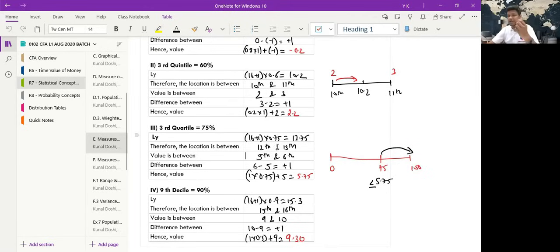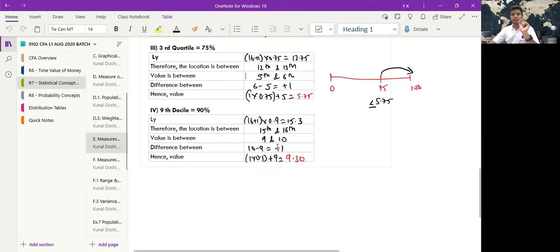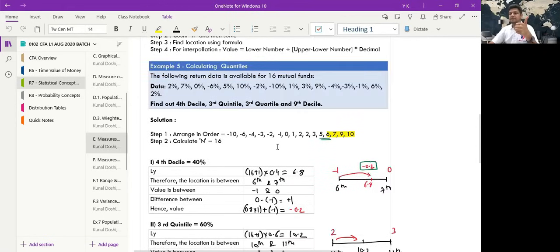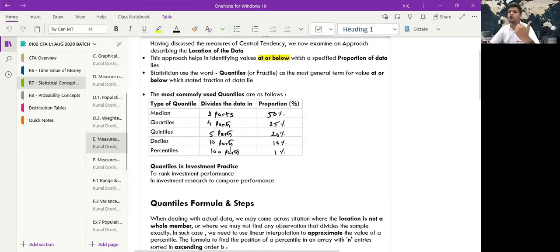Our conclusion in the last 90 percentile, I'll repeat, all those who have scored 9.3 or below that are in the bottom 90 percentile. Or the reverse you can also use, that all those who have scored more than 9.3 are in the top 10 percentile. Correct? Clear, everyone? So this was just one part before we go to the dispersion. That is what location was.